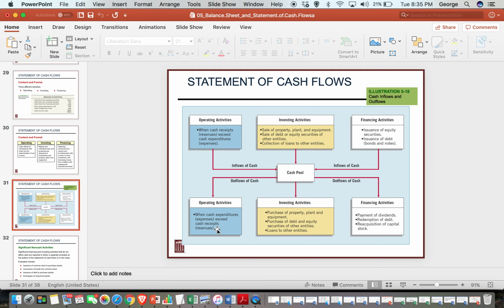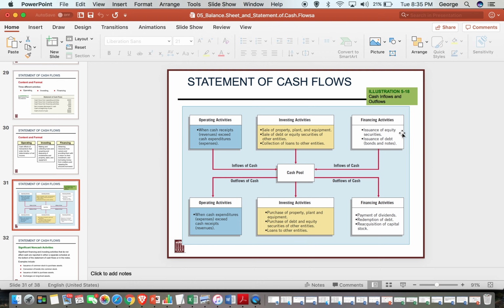So the choice I used earlier was the purchase of inventory for cash, which would reduce our cash. Investing: if I sell property, plant, and equipment, sell equity securities, or collect loans, that would all increase cash. On the other hand, if I buy property, plant, and equipment, buy debt and equity securities or other investments, and make loans to other entities, a note receivable is going to reduce my cash because I'm paying some other entity the face value of that note.